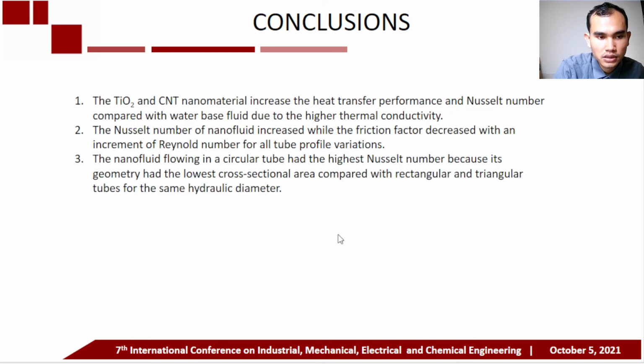And the conclusions: number one, the titanium dioxide and carbon nanotube increase the heat transfer performance and Nusselt number compared with water-based fluid due to the higher thermal conductivity. Two, the Nusselt number of the nanofluid increases while the friction factor decreases with the increment of Reynolds number. And the last one, the nanofluid flowing in the circular tube had the highest Nusselt number because its geometry has the lowest cross-sectional area compared with rectangular and triangular tubes for the same hydraulic diameter.